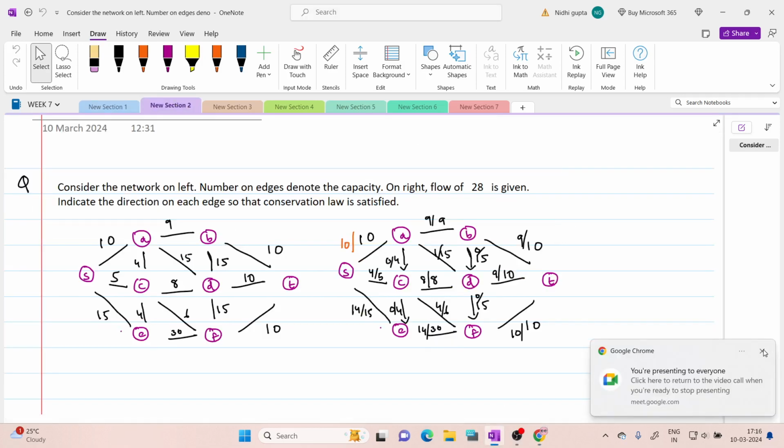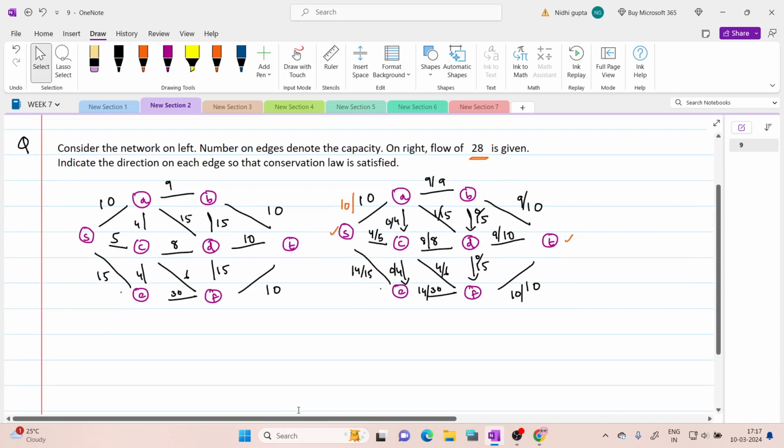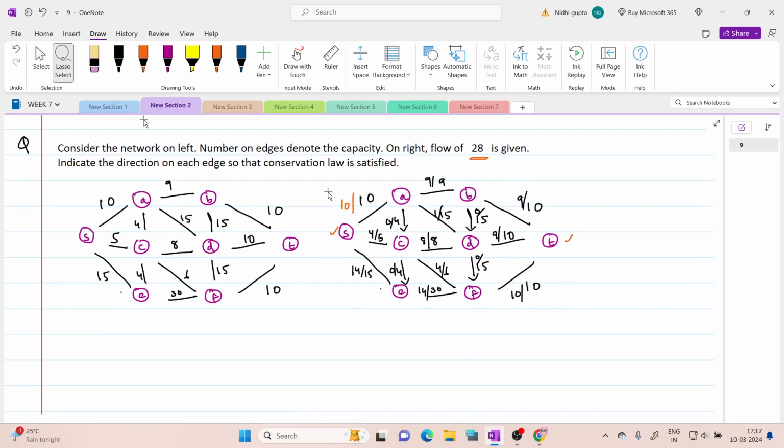So the first question is this. On the left we have capacity and this is the flow. These edges don't have direction, so you have to give these edges direction such that the conservation law is satisfied. A flow value of 28 is given. If S is the source vertex, what is the direction of SA, SC and SE? All are going out.